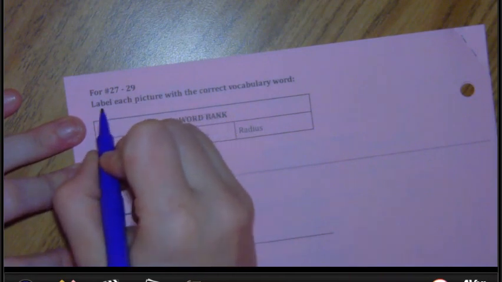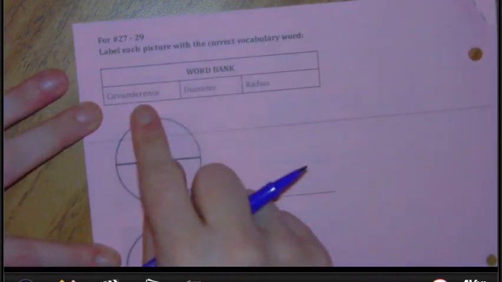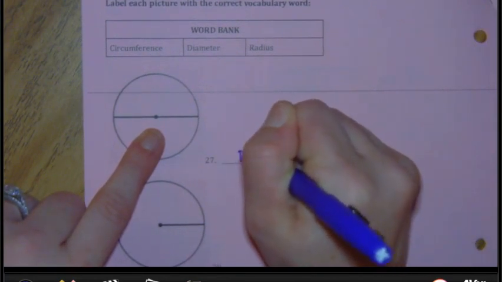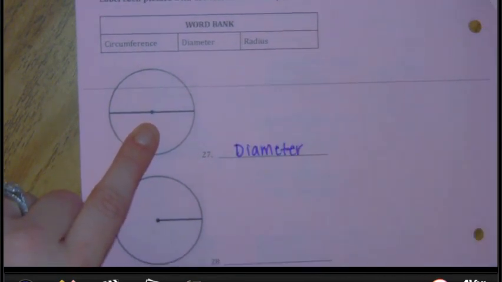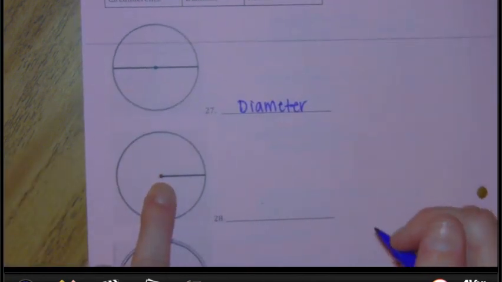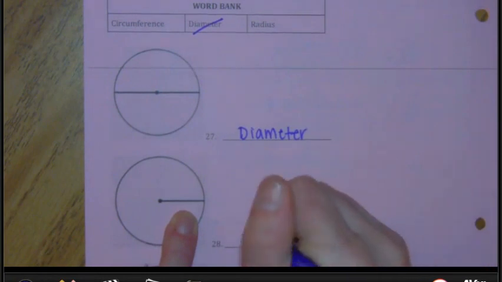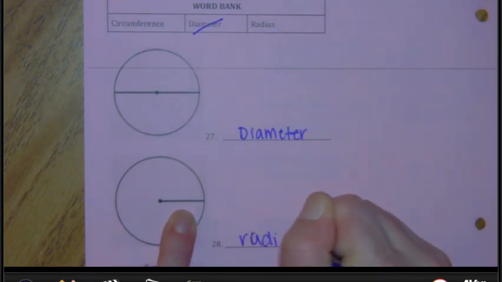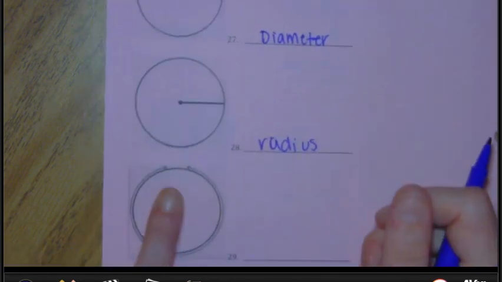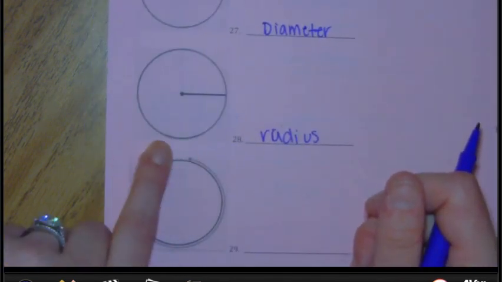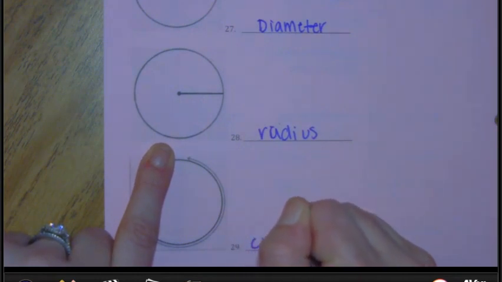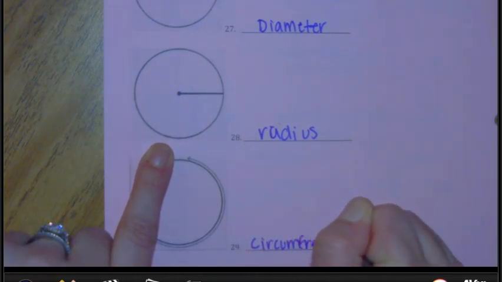All right, and then the back page. It says for 27 through 29, label each picture with the correct vocabulary word. I've got circumference, diameter, and radius. Picture for 27, it is a line going from edge to edge through the center, and this is known as our diameter. I have a picture of a line going from the center to the outside. This is our radius. And then the last one, I have a picture with arrows going all the way around the circle, and this is known as our circumference.